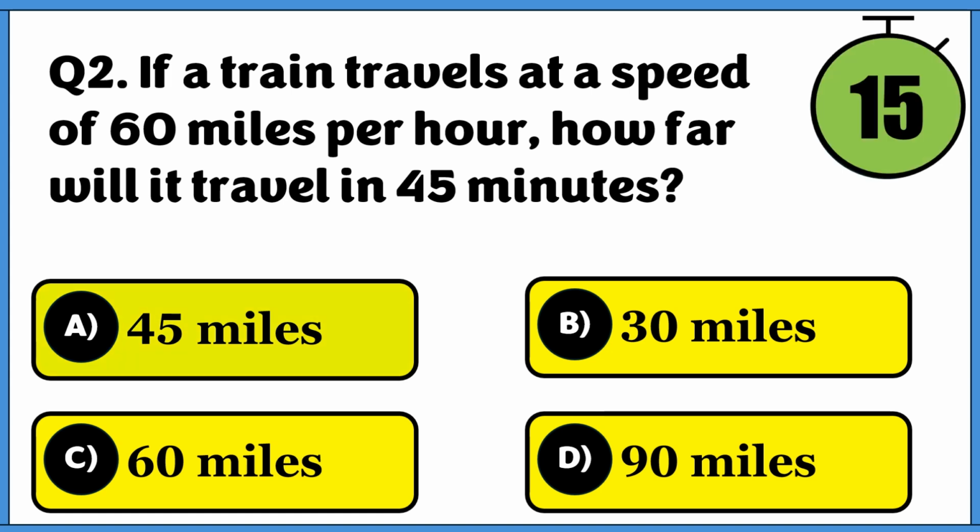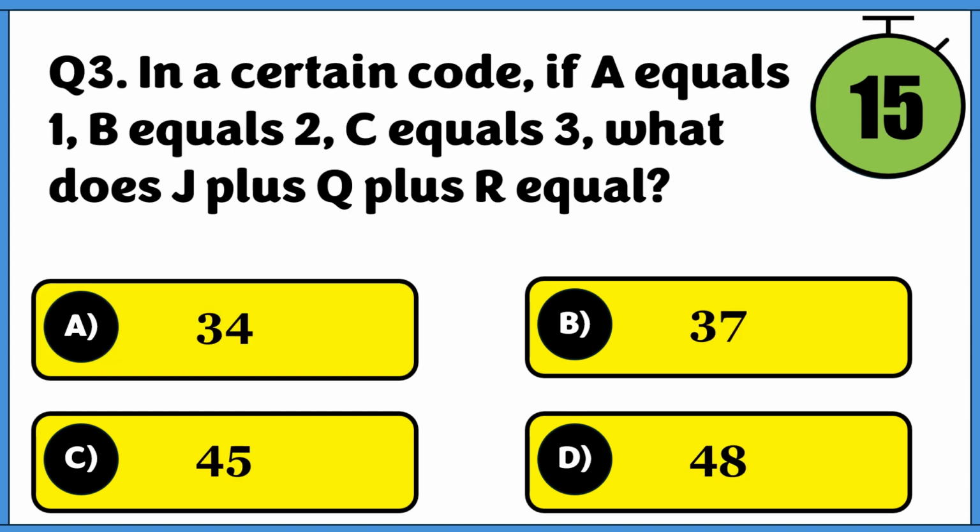The correct answer is A, 45 miles, because distance equals speed times time. Question 3. In a certain code, if A equals 1, B equals 2, C equals 3, what does J plus Q plus R equal? Is it A, 34, B, 37, C, 45, or D, 48?